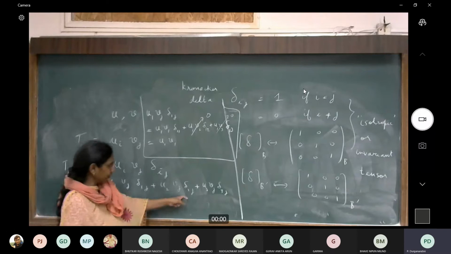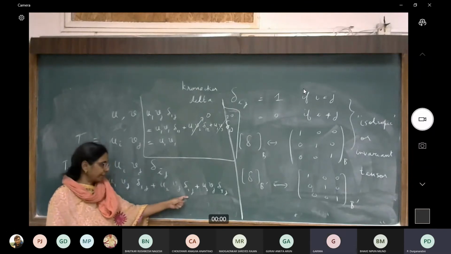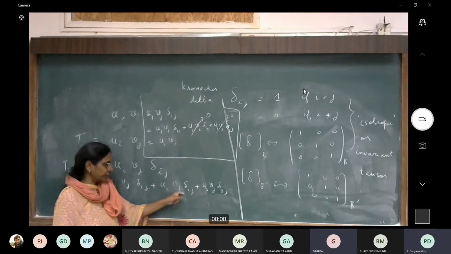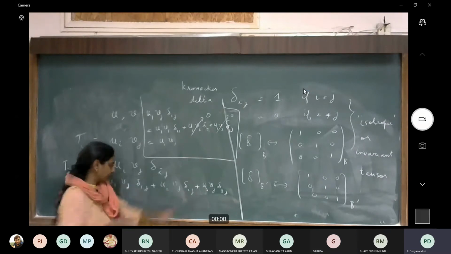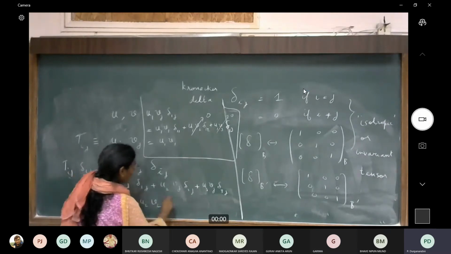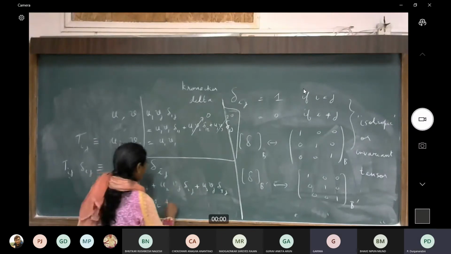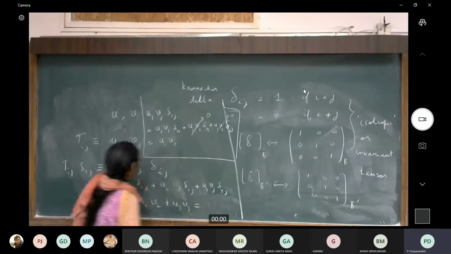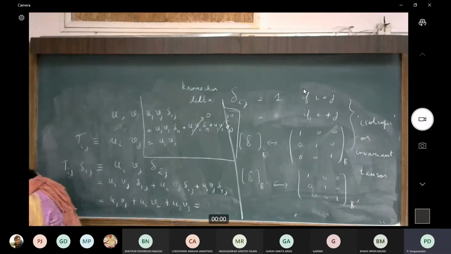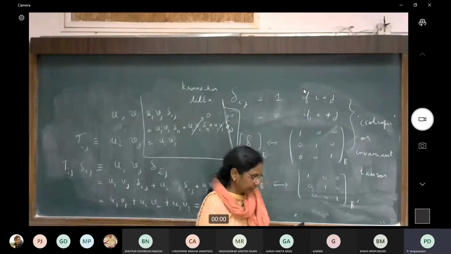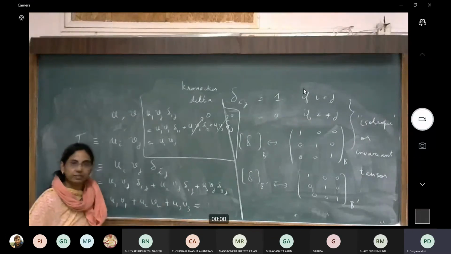What about this one now? u2 vj delta 2j. From this, what will I get? u2 v2. I can only get u2 v2 because once the first index of delta is fixed to be 2, the only non-zero answer will come when j equals 2. So this gives me simply u2 v2. And finally, the last one, u3 v3. And what is this? What is u1 v1 plus u2 v2 plus u3 v3?